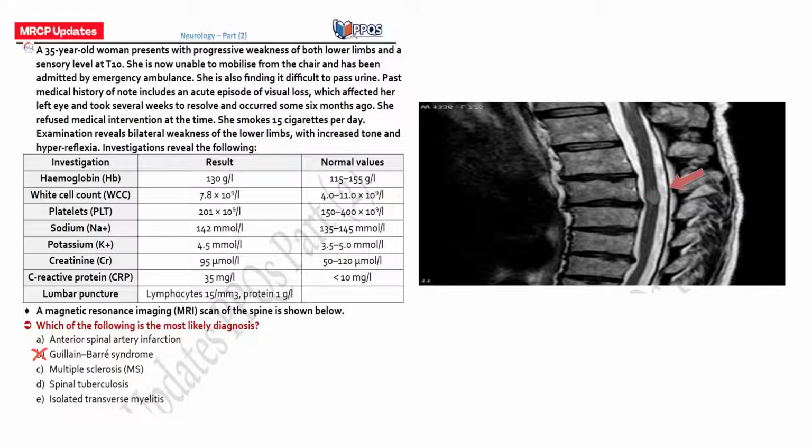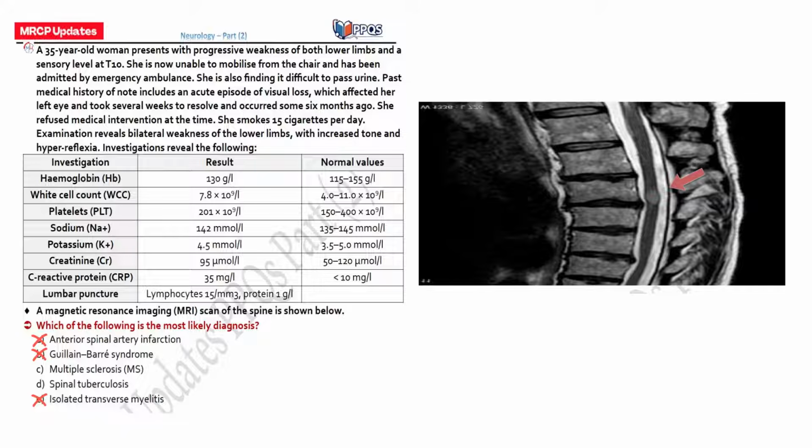So the second thing is to categorize whether it was acute, subacute, or chronic. Now it's a progressive weakness that's been going on for weeks. So this is a subacute cause. Now this again eliminates choice A because a spinal artery infarction is going to be acute, within hours to days. Again, a transverse myelitis is also excluded because they're also acute. So A, B, and E are excluded. We're left with multiple sclerosis and spinal tuberculosis.